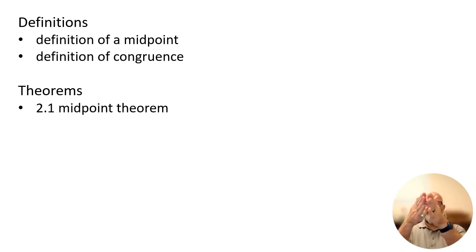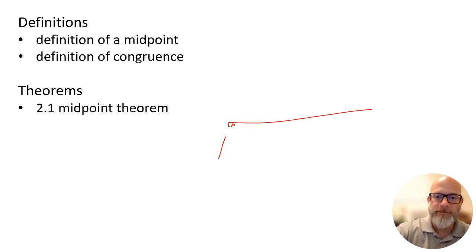This distance must be the same as that distance. These two distances must be congruent for this point and this point to have a midpoint right in the middle. All right, so if AC is a line segment, maybe I can just draw this for you. If AC is a line segment, sorry that it's not very neat, we're going to claim that B is the midpoint.